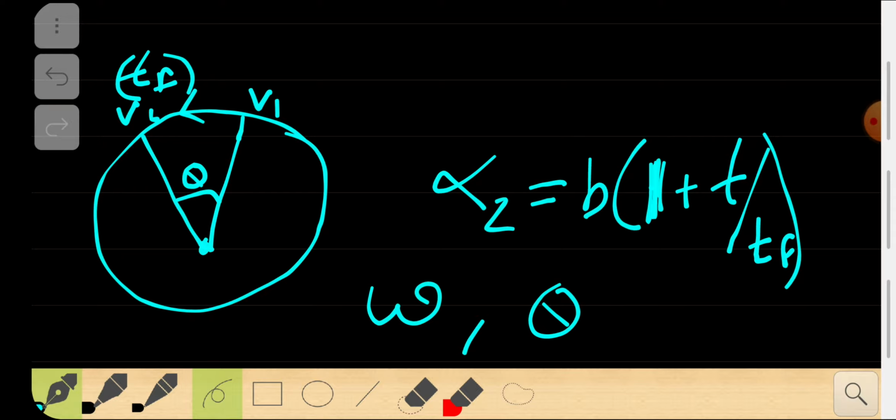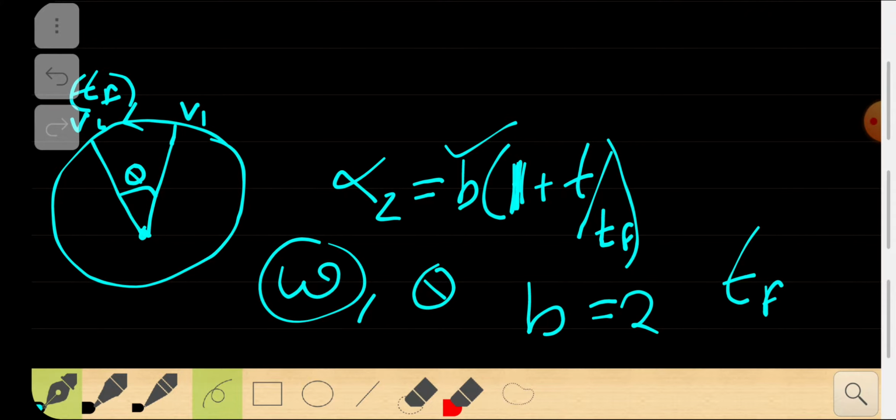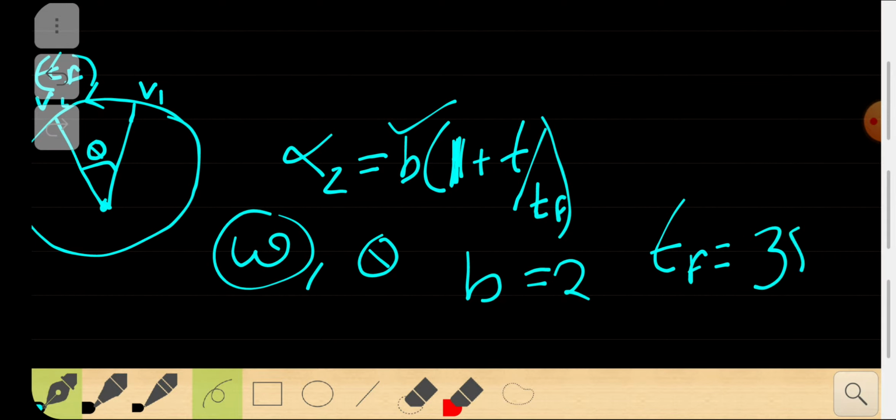What is the angle here, what is the angular velocity during this motion? And we are given b, which is a constant here, so b is equal to 2, and t final is 3 seconds. So we need to find out what happens to the velocity and acceleration after 3 seconds. So that's the question. I hope you understood that.